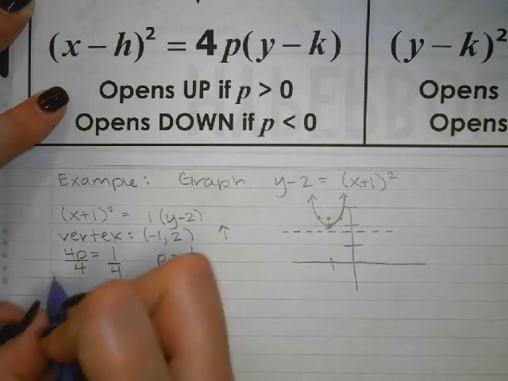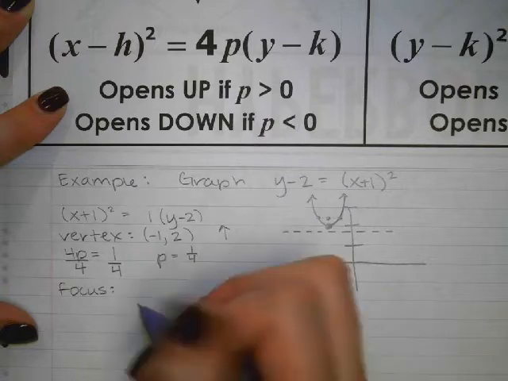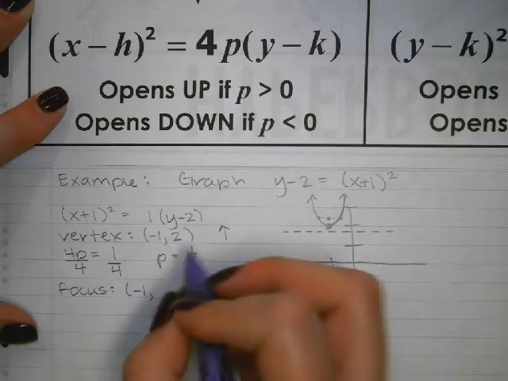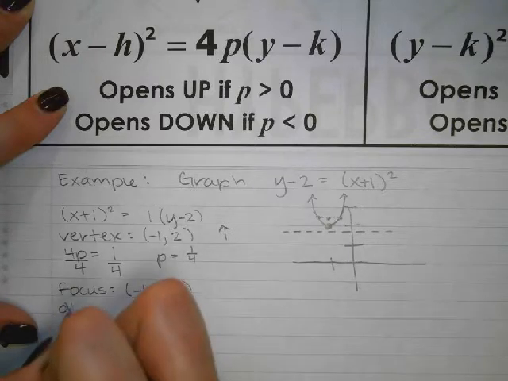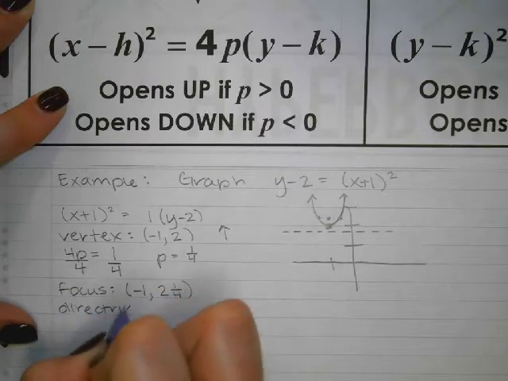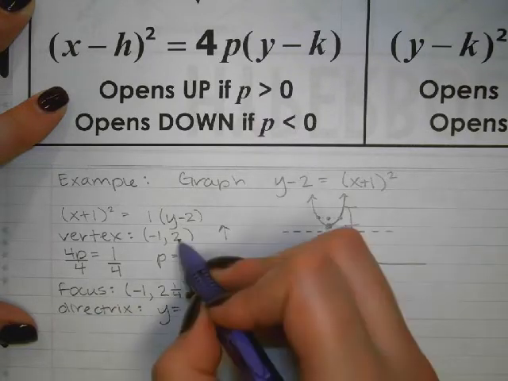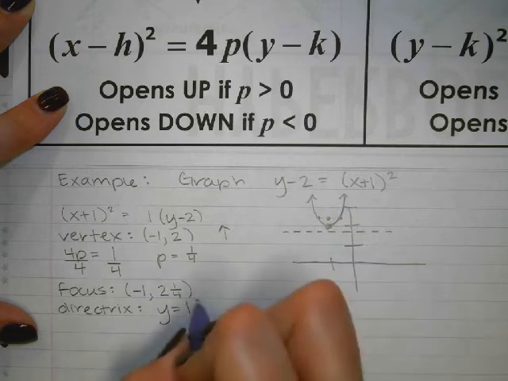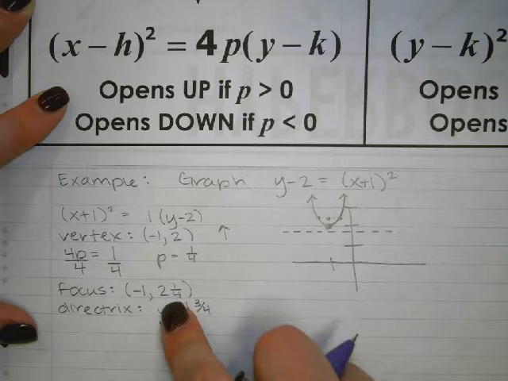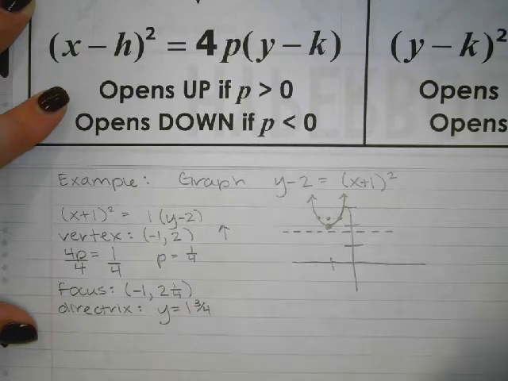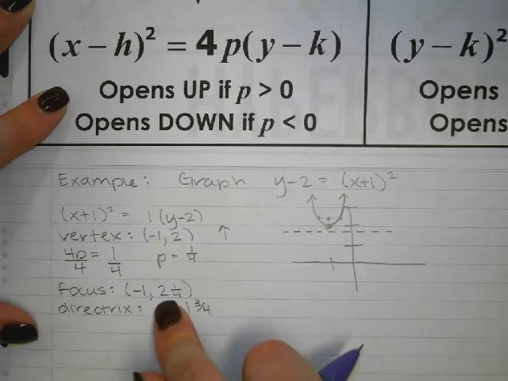Okay, so I'm going to go ahead and write down the focus. From the vertex, the x-coordinate stayed the same. The y-coordinate went up by 1/4. For the directrix, I have a horizontal line, so that's going to be y equals. It went down 1/4 from 2, and so that would be 1 3/4. And you can write those as mixed numbers. If you wanted to write them as improper fractions, you could. So this could be written as 7/4. That could be written as 9/4.